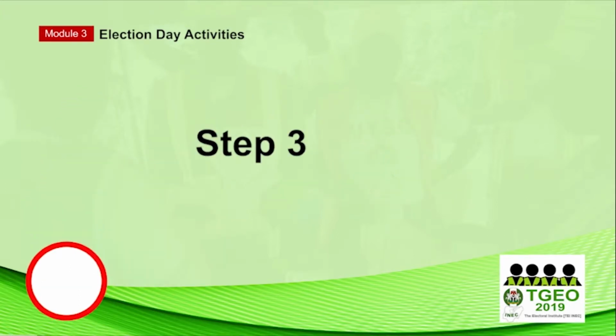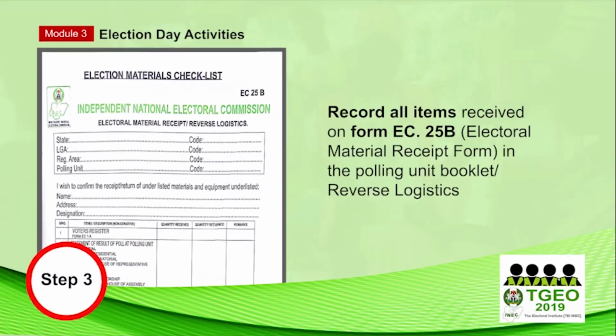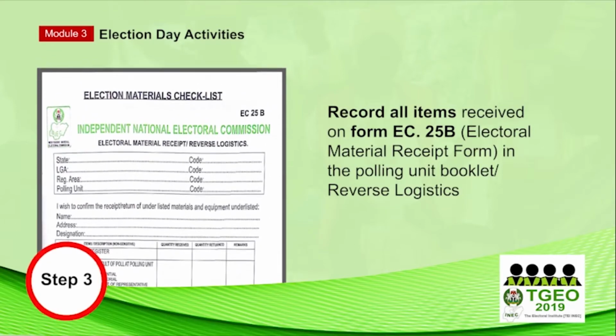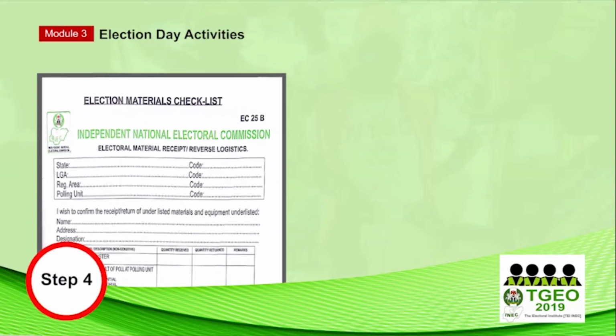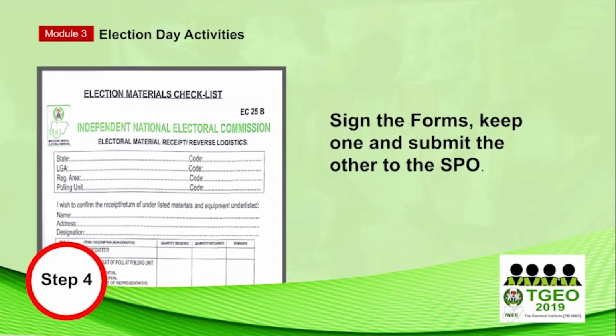Step 3. Record all items received on Form EC25B, Electoral Material Receipt Form, in the polling unit booklet. Step 4. Sign the forms, keep one and submit the other to the SPO.